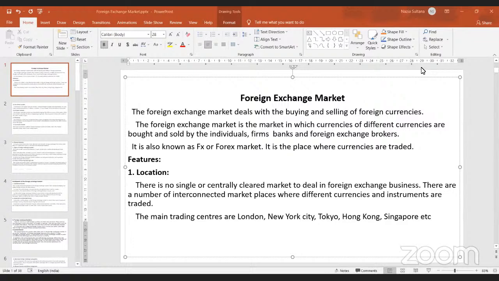So you have a place, a location where the foreign countries' currencies are being bought and sold, which is called the foreign exchange market. It is also used in the form of an acronym called FX market or forex market. So forex market, FX market, or foreign exchange markets mean one and the same, a market where foreign currencies of different countries are being bought and sold.